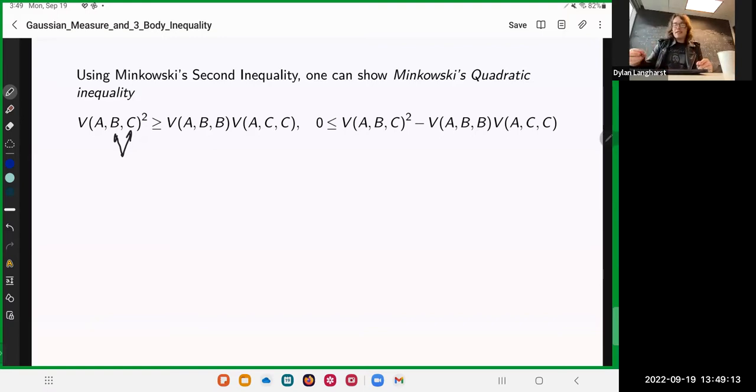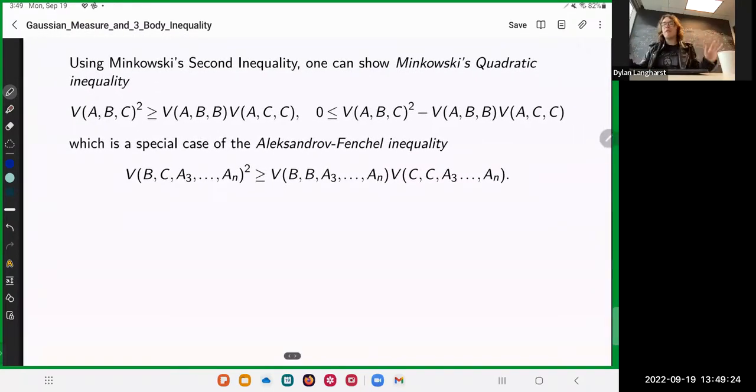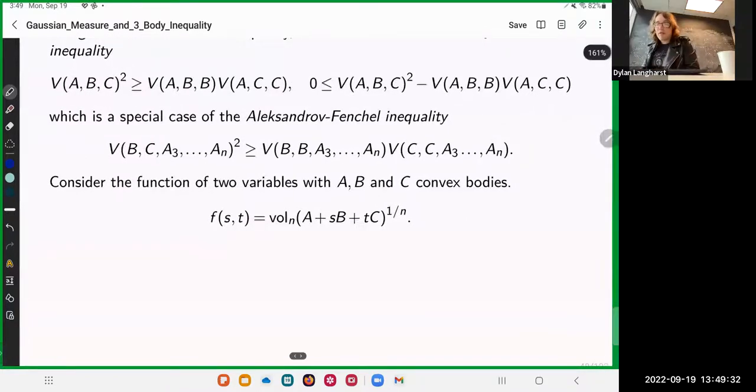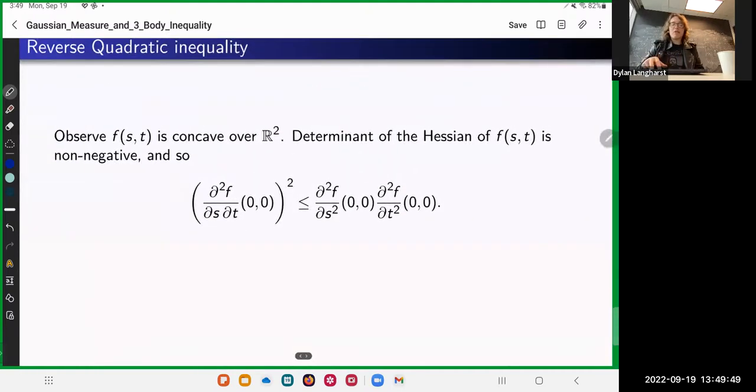Now, if I take the difference, you can write it as this. Minkowski's quadratic inequality is just a special case of what's known as the Alexandrov-Fenchel inequality, for n bodies, but in our scenario, we don't care about the n bodies. So moving on. Now, consider the function of 2 variables, volume of A plus sB plus tC, all to the 1 over n. As a function of 2 variables, this is concave over R2, and particularly at the origin. So therefore, the determinant of its Hessian is non-negative, and you obtain this inequality.